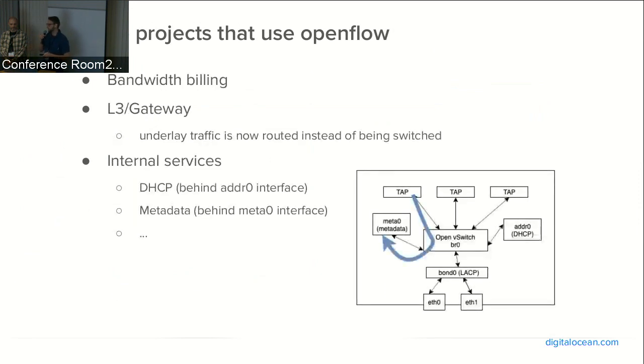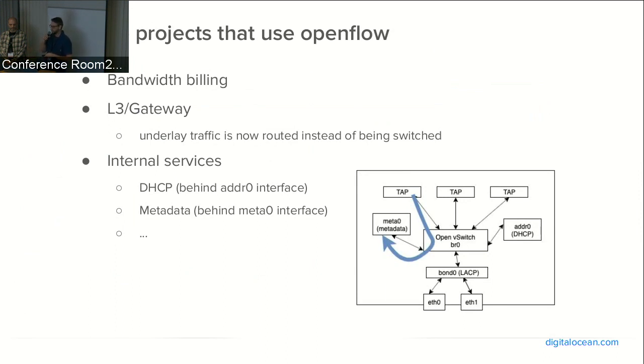We have bandwidth billing. So we have flows that we use as counters for the traffic that we are billing. There is the layer 3 gateway project. You will hear more about this project tomorrow, but basically the underlay traffic is now routed instead of being switched. And this is the project that's part of the creation of the datapath validation project that you will hear about in the second part of this presentation.